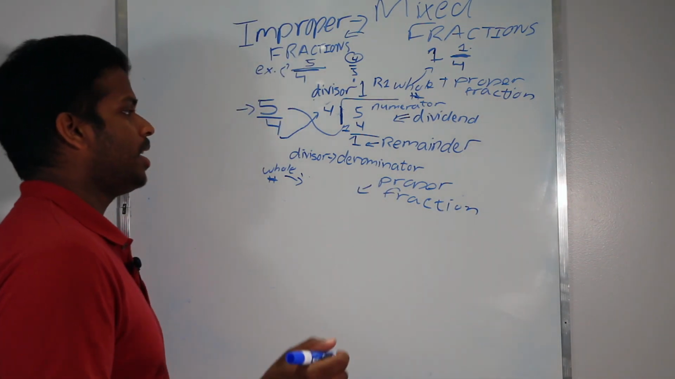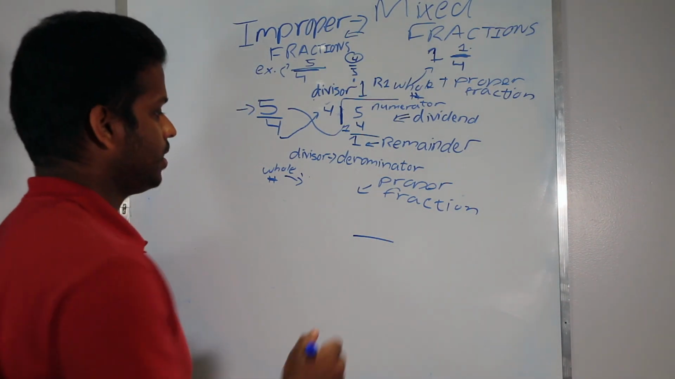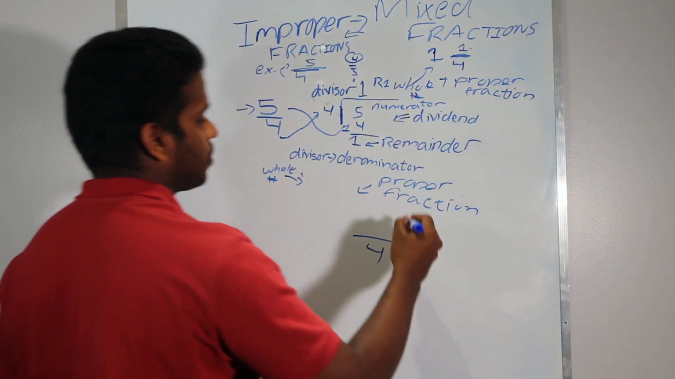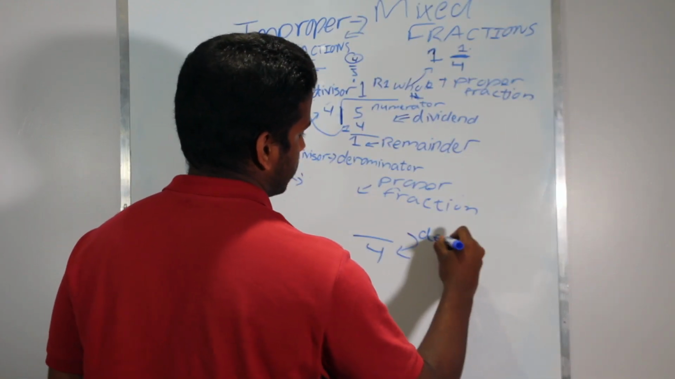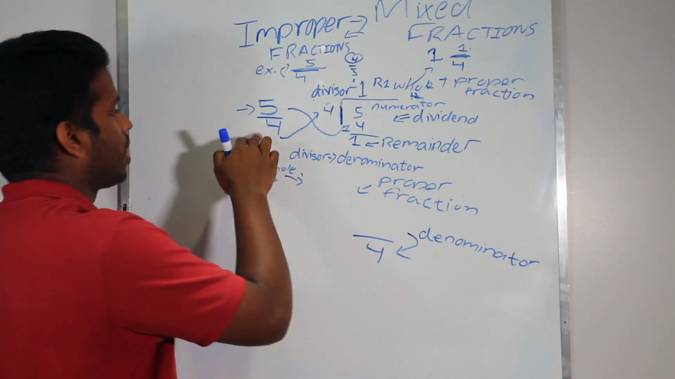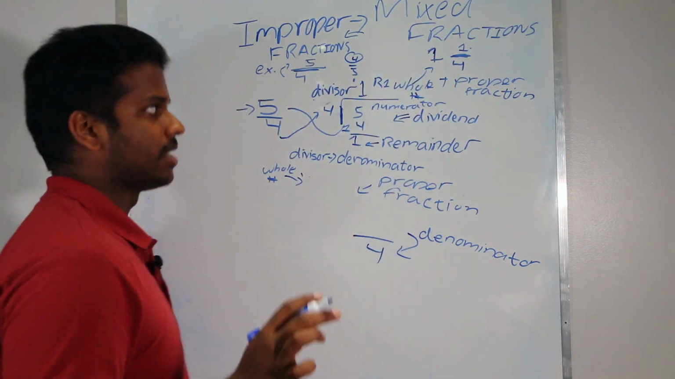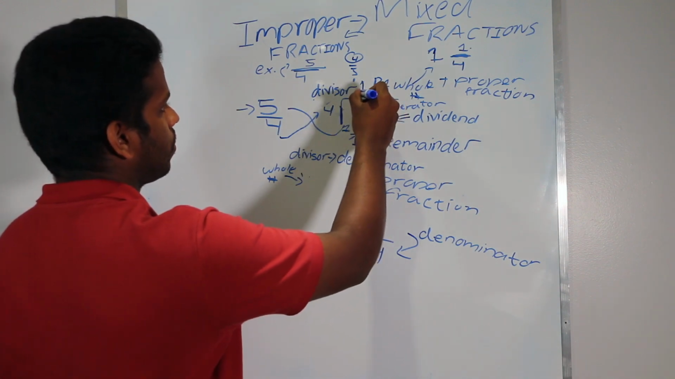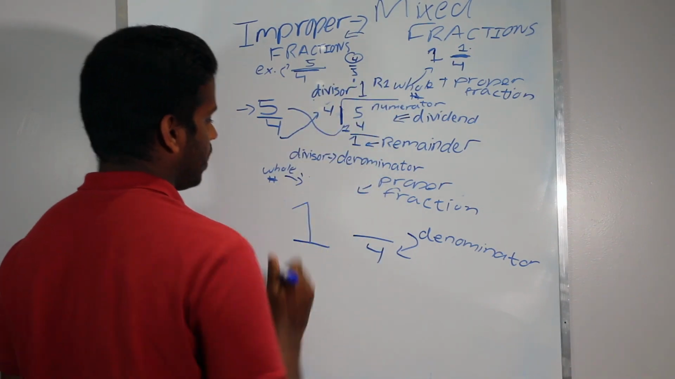So what would be our proper fraction? The denominator always stays the same when you're converting both ways. You'll know what I mean once we do it the other way. So 4 is the denominator. The denominator for whatever fraction you're converting stays the same. See, 4 stays the same. So now there should be a whole number here, and our quotient will end up being the whole number.